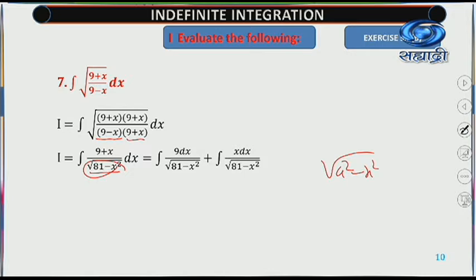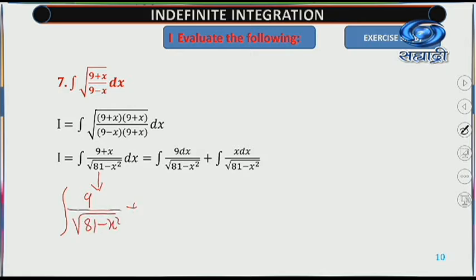If you have root of a square minus x square in the denominator, that means you need to separate the two terms. One term is with 9. So you will get this integral as 9 upon root of 81 minus x square dx plus, or I will separate out the term here itself first, so that it will be easy to find out. So here I will write integral 9 upon root of 81 minus x square plus x upon root of 81 minus x square dx. Now look at here. Now you have two terms and integration is a sum, so it is distributive over addition and subtraction.